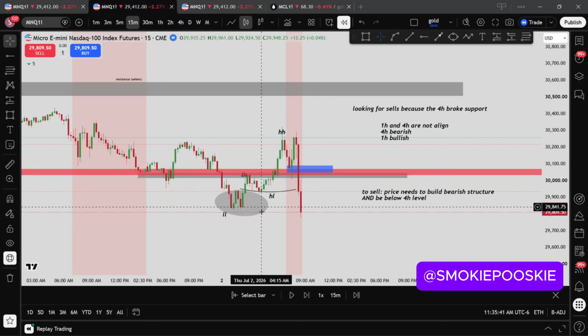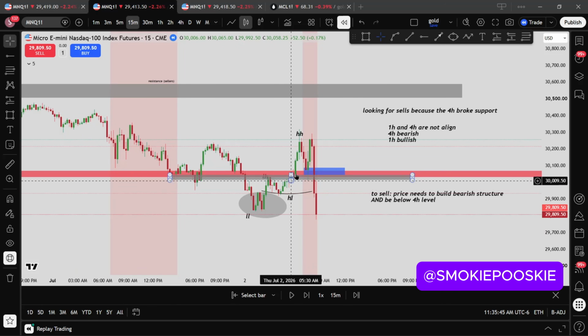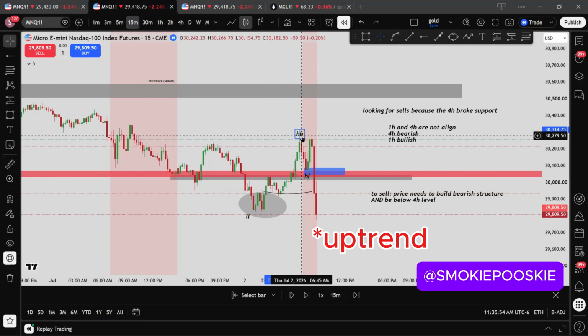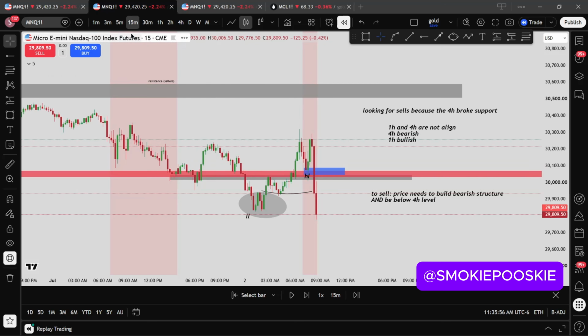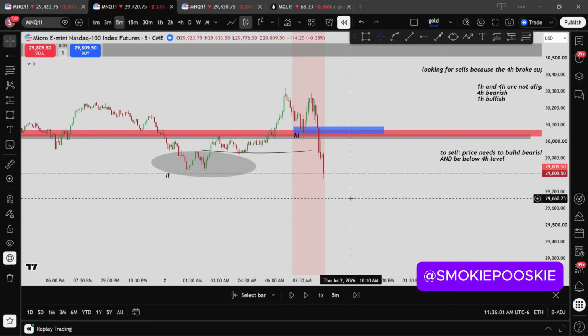But just so you can see, we have this high, higher low, higher high, higher low, right here, and this higher low was now broken. So now this downtrend correction is now over. And now I'm going on my 5-minute time frame to look for an entry.